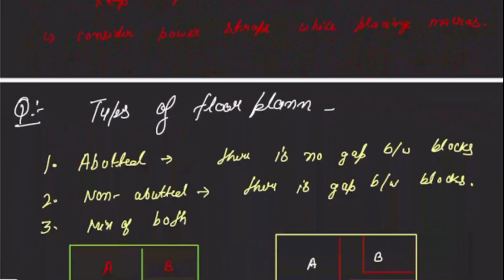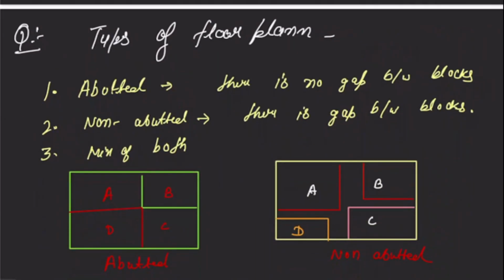Now the next question is: what are the types of floor plan? There are three types of floor plan: abutted, non-abutted, or a mix of both. In the first one, there is no gap between the blocks. If you see the first image, there is block A, block B, block C, block D, but there is no gap between them. So this kind of floor plan is an abutted floor plan.